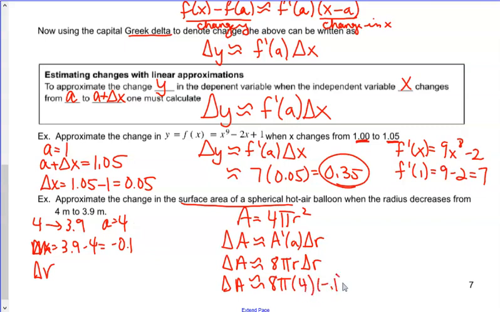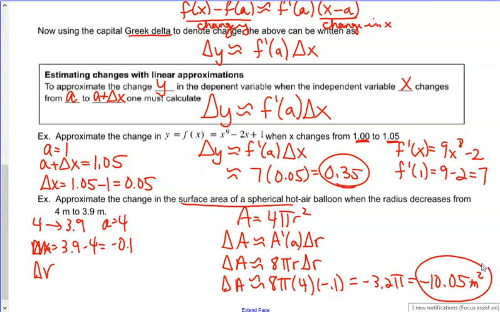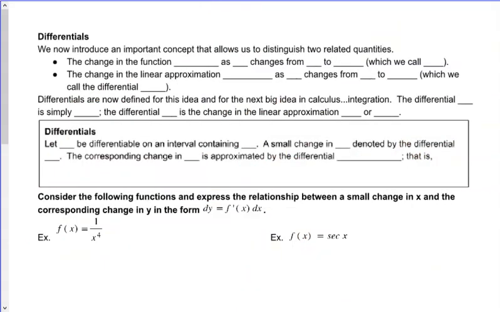times negative 0.1. If you run that through, it's negative 3.2 pi, but multiplying by pi gives you a decrease here, negative 10.05. And this would be meters squared. That's the change in the area given a change in the radius. So if we decrease our radius by 0.1 meters, then the surface area is going to decrease by 10.05. That's what we approximated here. Okay? All right, very good.